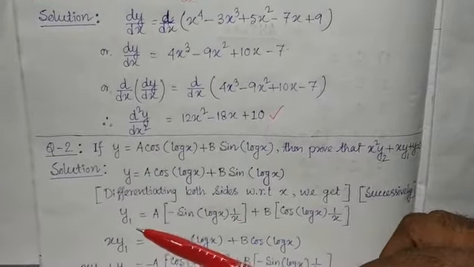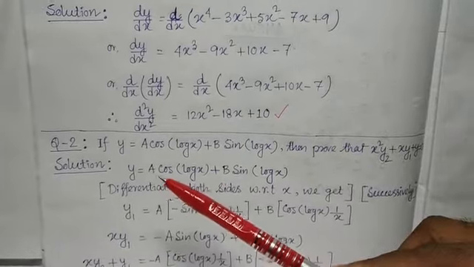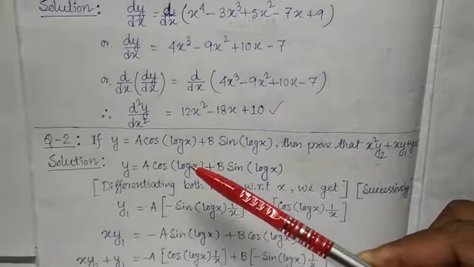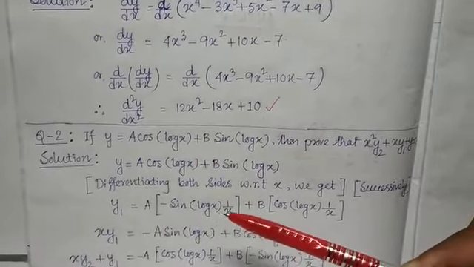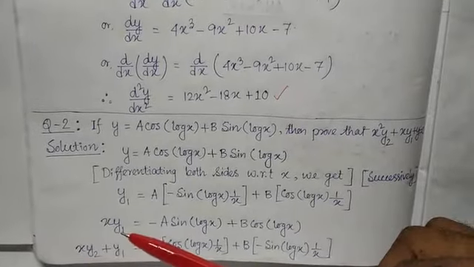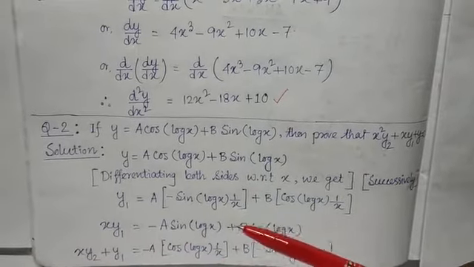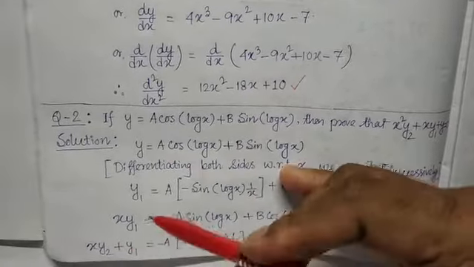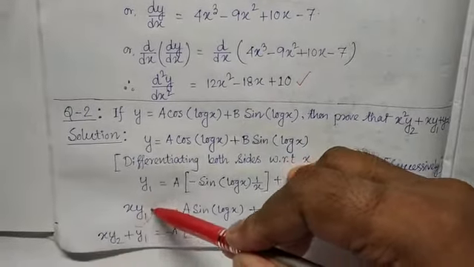First is y1. Differentiation of y is dy/dx, which means y1. So first, a is constant, so differentiation of cos is minus sin, and differentiation of log x is 1 by x. Okay, the chain rule you have to apply. Similarly for the second term, and after simplification this is coming: x y1 equals this. Next you have to differentiate. Now the important one is differentiation of x y1.